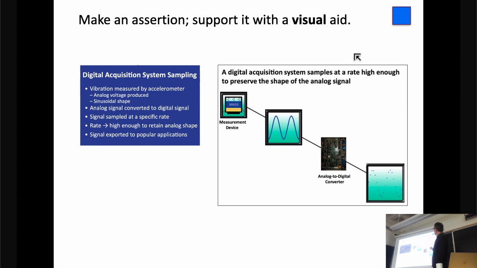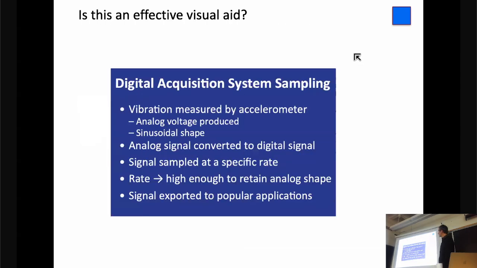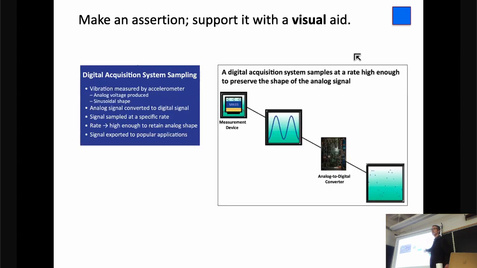A digital acquisition system samples at a rate high enough to preserve the shape of the analog signal. That's a sentence. So you write up one sentence, and then you present the visual evidence that follows that assertion. And this has a flow behind it. So it shows you that there's a measurement device, you know, an A to D converter, etc. And that says, by the way, all the same things that this said. Okay, you have an accelerometer, an analog voltage is produced, it has a sinusoidal shape. All of those words are just that, right?